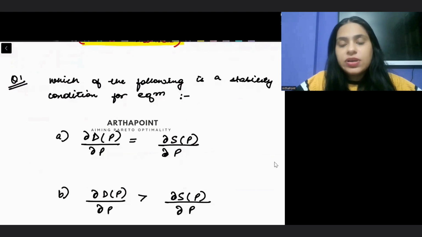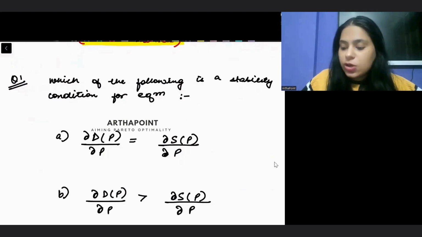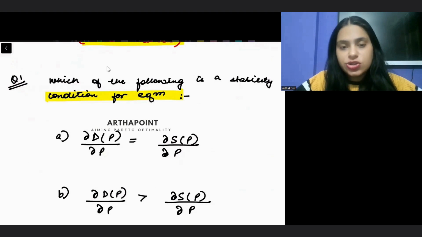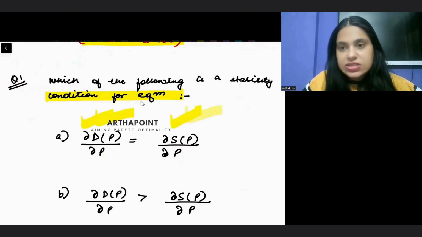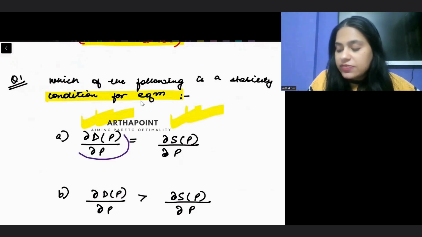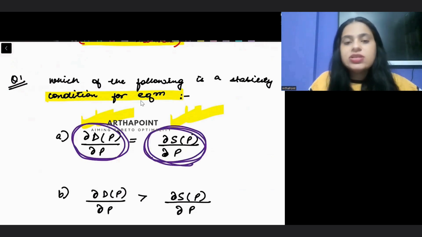Which of the following is the stability condition for equilibrium? You are given 4 conditions. The first one says that the slope of demand curve is equal to slope of supply curve. Here, the demand curve is getting differentiated with respect to price. This is equal to supply getting differentiated with respect to price.